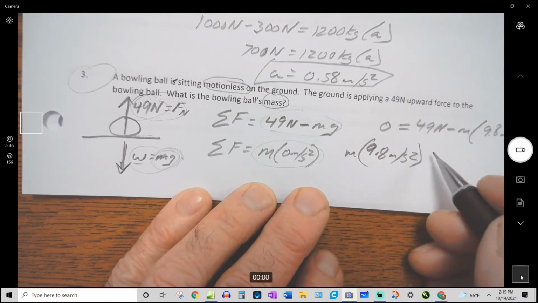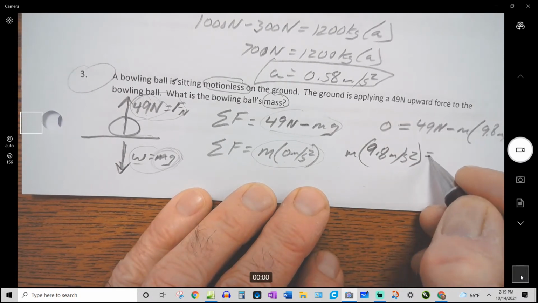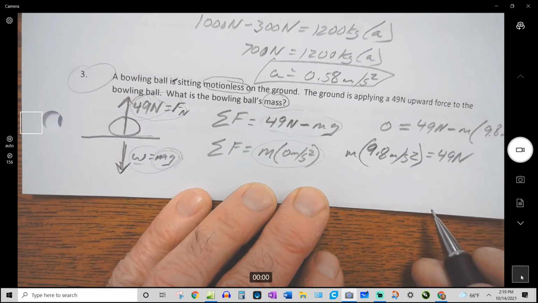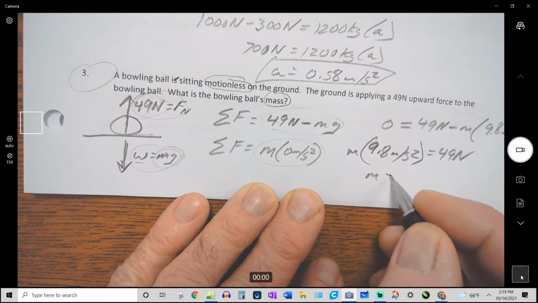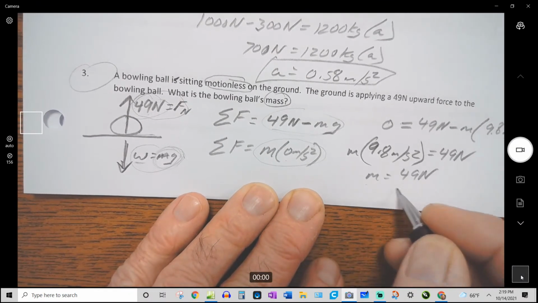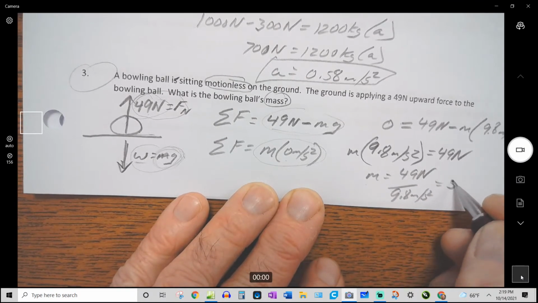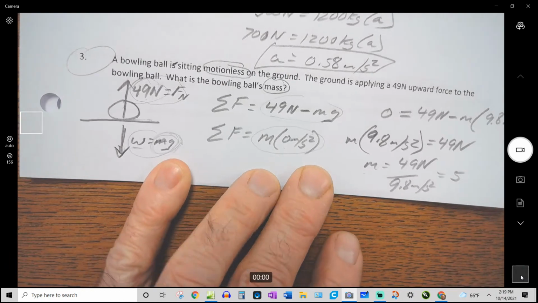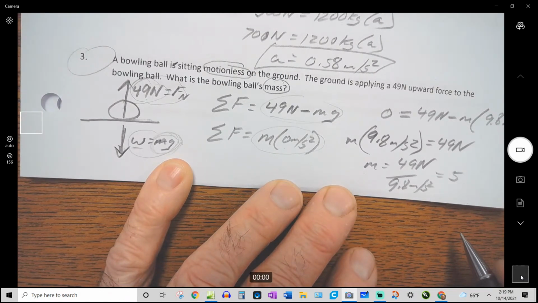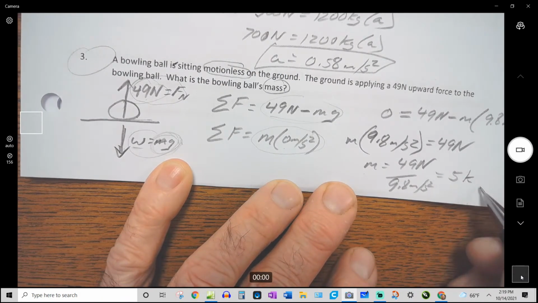Or sorry, add positive that. So I get that, and then I can solve for m. The mass is 49 newtons over 9.8 meters per second squared, which is 5. What will the units for mass be? Kilograms.